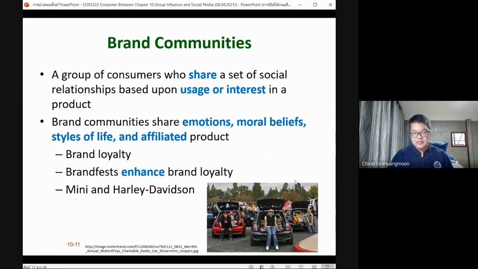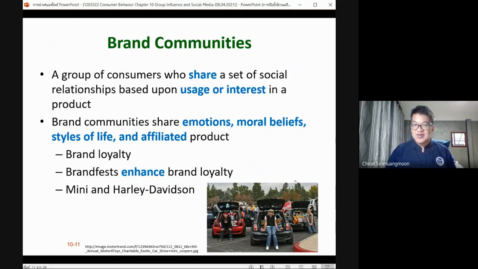So, as we talked about at the beginning, normally we would love to share ideas with people who have a common interest. Like we think about the same thing, we know about the same thing, because it's like you have the same language. So if you have this type of situation, what you're going to do next is create the brand community. The brand community is a group where you share almost everything about your interests, like emotions, moral beliefs, style of life, affiliated products. It's like you share things together in every dimension.